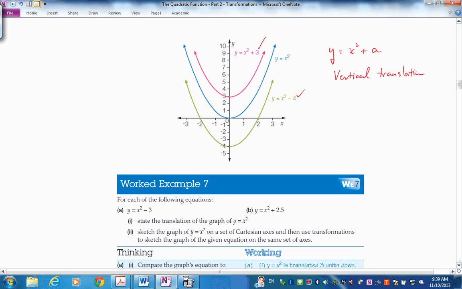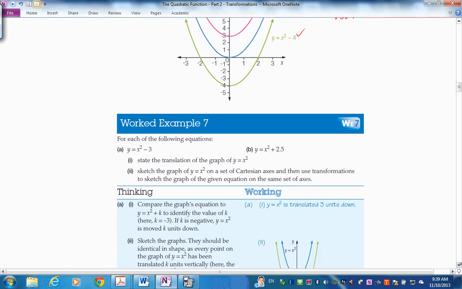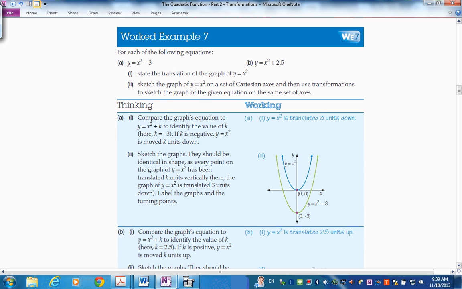Let's have a look at some examples. Can you use your knowledge now to draw the graph without technology? y equals x squared take 3. Alright, well there is y equals x squared, and taking 3 will be translated 3 units down. Once you get the squared value, you subtract 3.